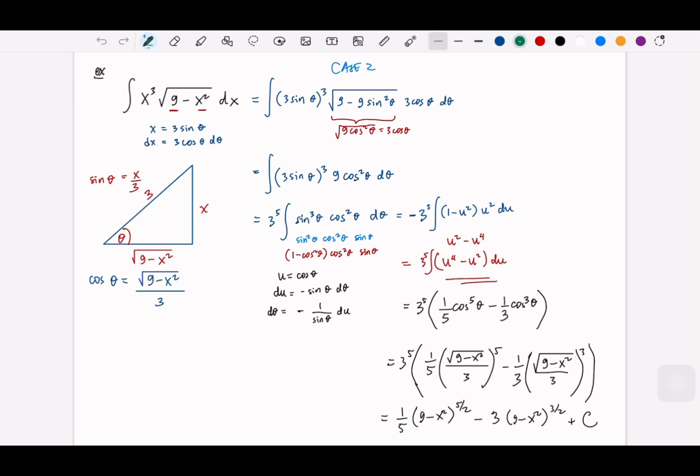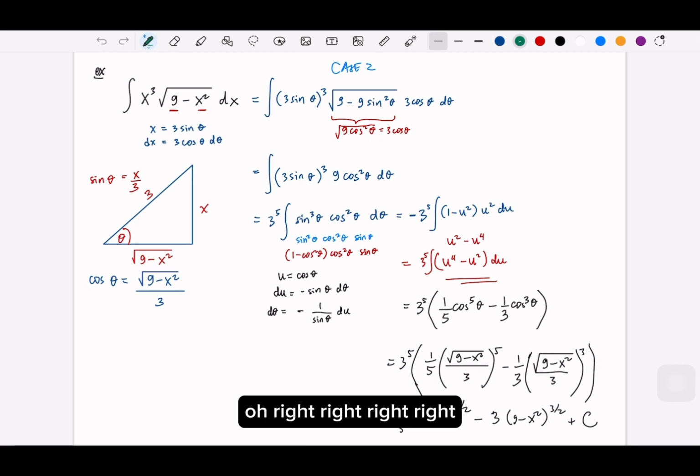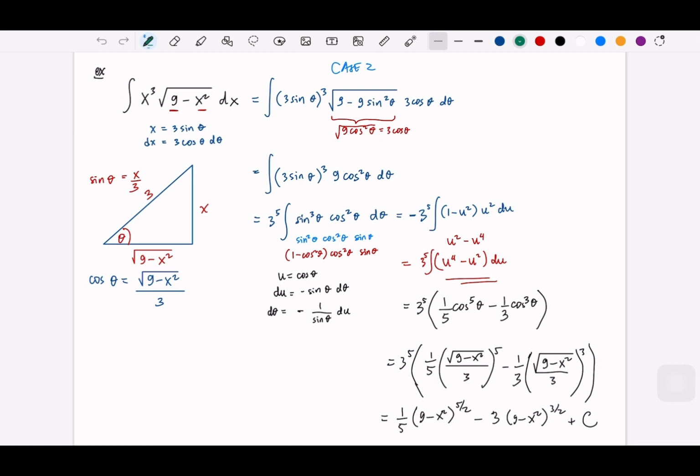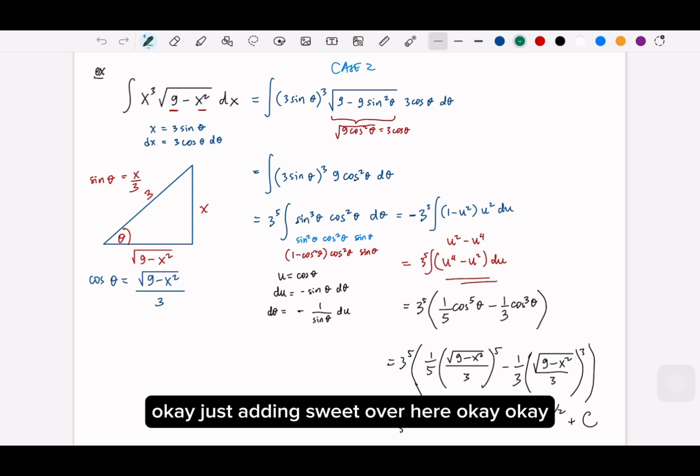Why don't we divide it by 3? Hmm? No, the triangle. Oh, here? From here. Yeah, but if we find cosine, we have to take the square root of 9 minus x squared over 3. Oh, right. Good. Okay, just adding 3 over there.